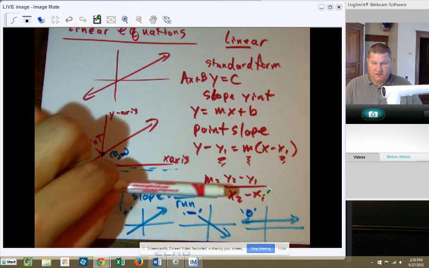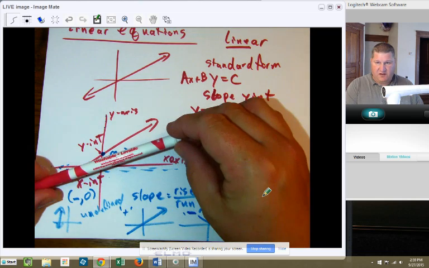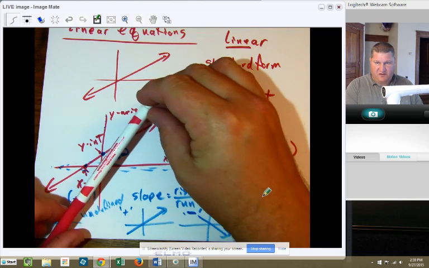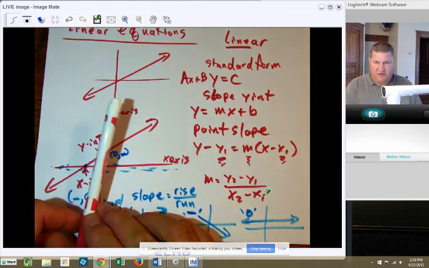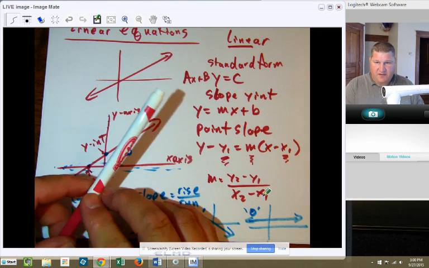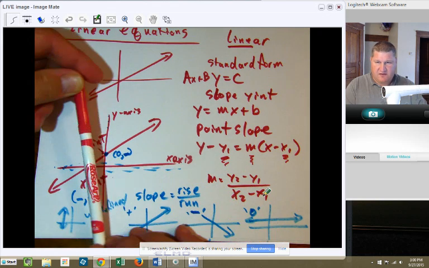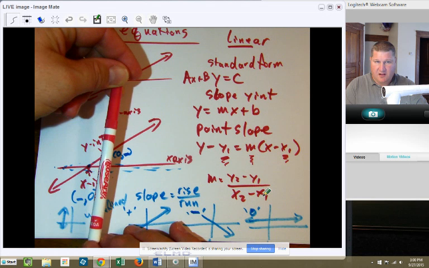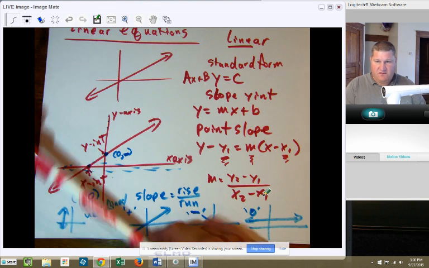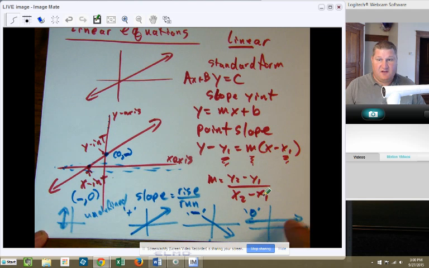So you have 0 slope, you have positive slope, getting steeper and steeper until it gets perfectly vertical. When it becomes perfectly vertical, it is undefined. Now, if we go negative and go down, down, down until it became vertical, that would also be undefined. So we have undefined slope, positive slope, negative slope, and a slope of 0.